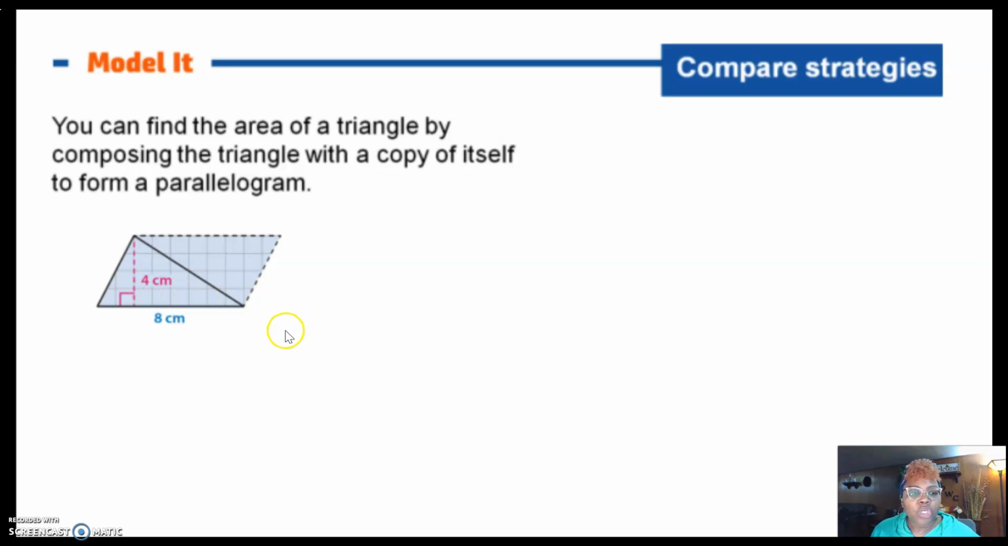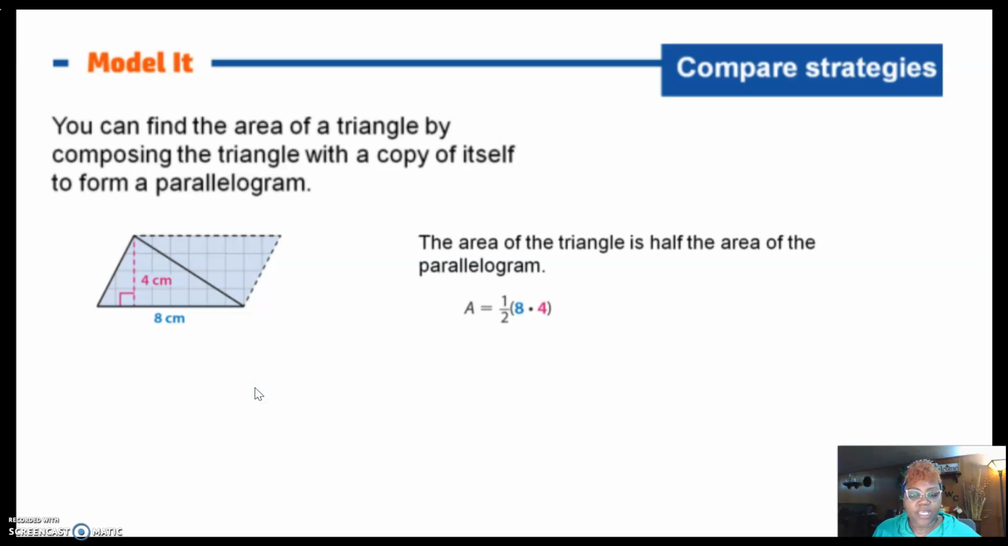Very good. So what we can do now is take us back to the other strategy and connect some things. So we know that this triangle is actually half of the parallelogram. So if we take the formula of a parallelogram and take half of it, we can find the area of our triangle. Let's see what that looks like. So here we have the area of a triangle is half the area of a parallelogram. So we're stamping that in our brains. It's half. Repeat after me.